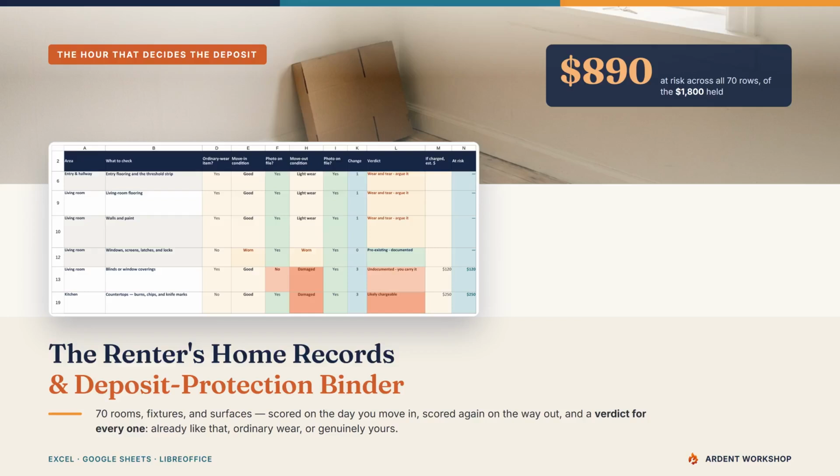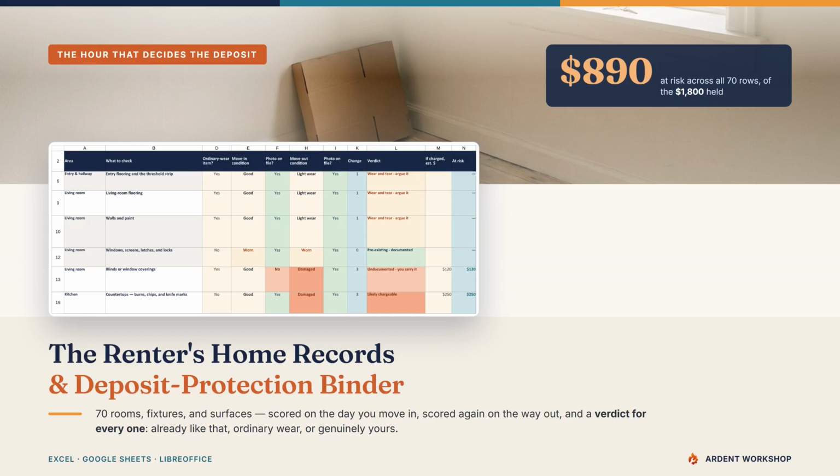Here is the uncomfortable truth about security deposits. They are almost never lost in the argument at the end. They are lost months earlier, in an hour nobody spent, and the argument at the end is just when the bill arrives. Picture it. Two people standing in a room, looking at the same worn carpet.